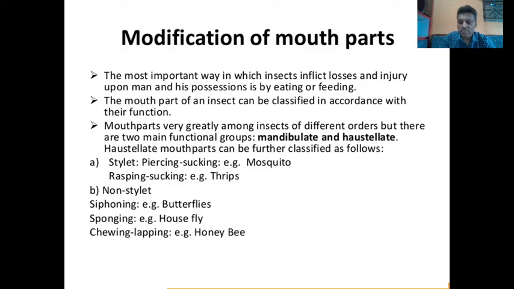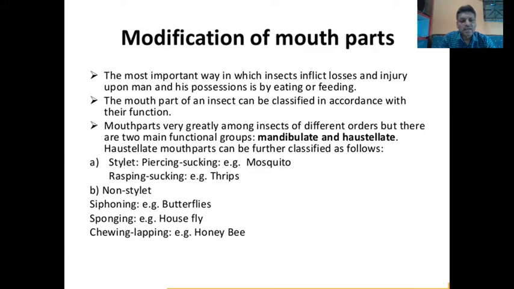Now, different modifications of mouth parts. Mouth part structure changes as per requirement, and so there are adaptations or modifications in the mouth parts. We will study them one by one. Mouth parts vary greatly among insects in different orders, but there are two main functional groups: mandibulate and haustellate. Haustellate mouth parts can be further classified as follows.